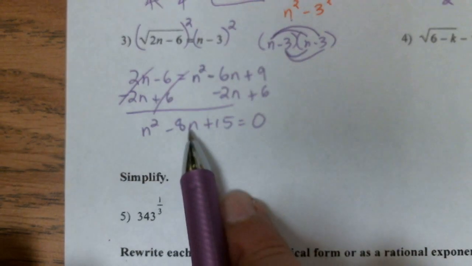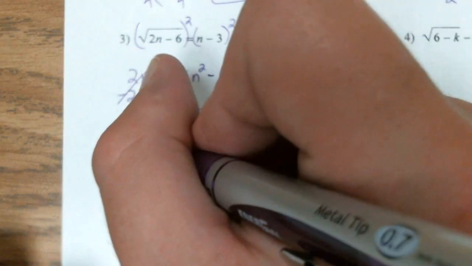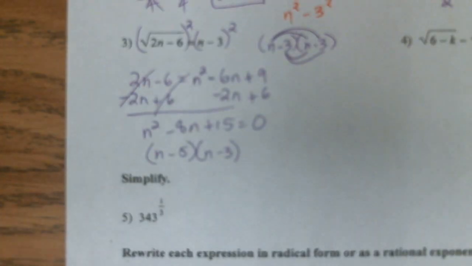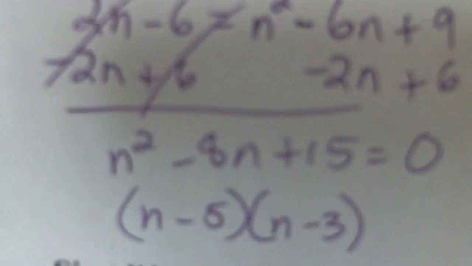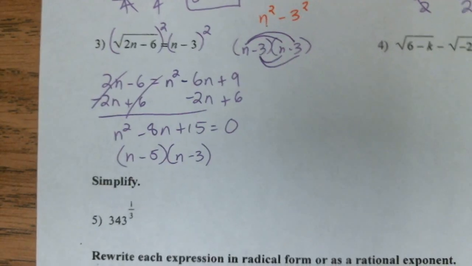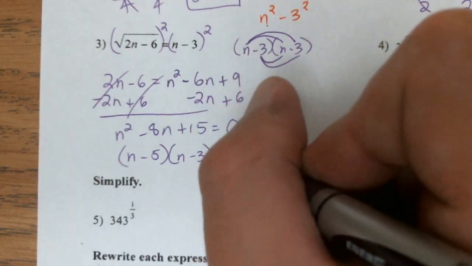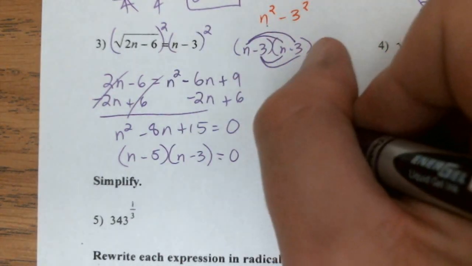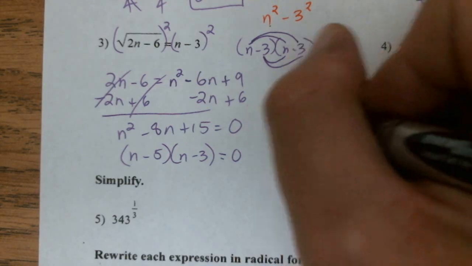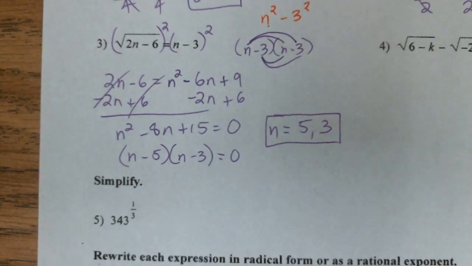Are there any factors of 15 that add to 8? Why, yes there are. That's going to be a 5 and a 3. And they're going to both be negative because they have to add to a negative 8. And so then I'm going to get my camera to refocus. Alright, so n minus 5, n minus 3 equals 0, and I can flippy flip. I can flip the signs. 5 and 3 are my two solutions.